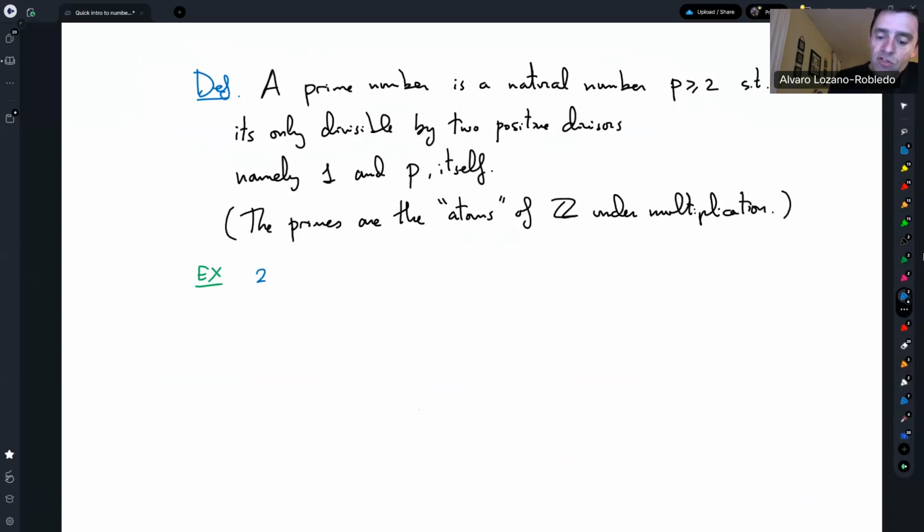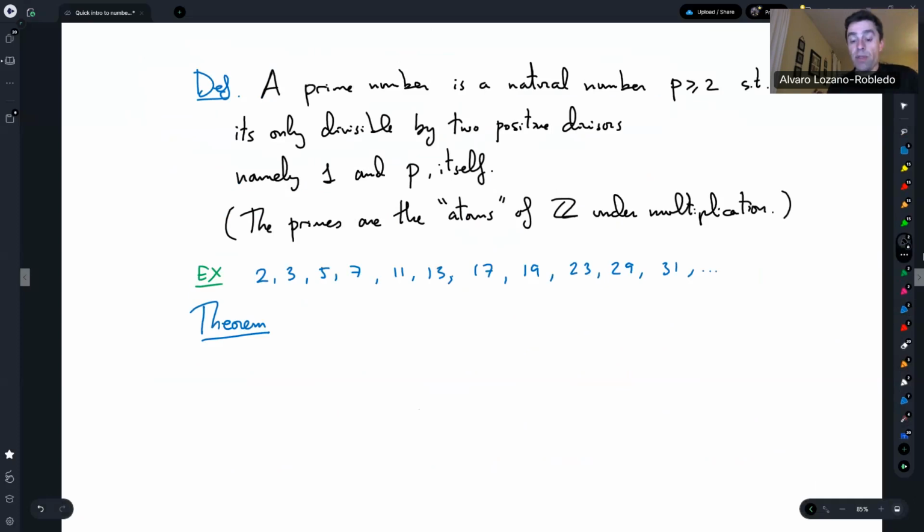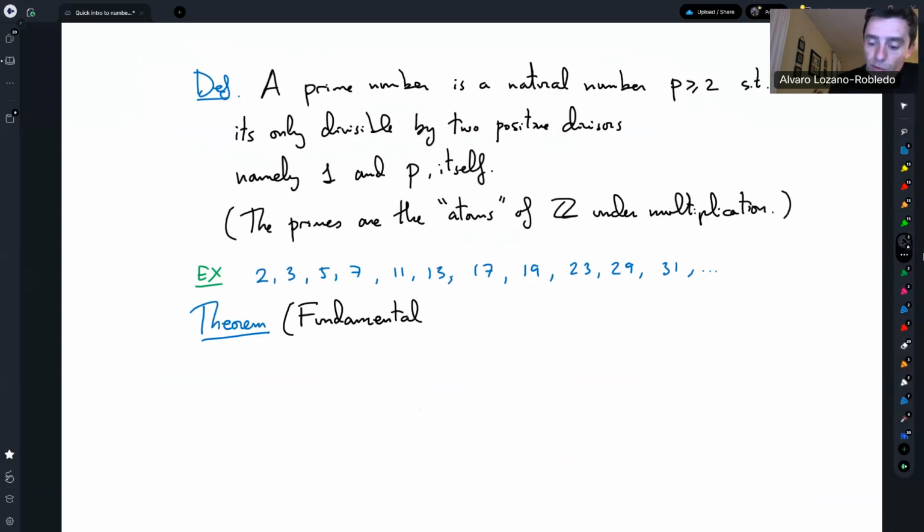Okay, so what are some prime numbers? The primes start with 2, 3, 5, 7, 11, 13, 17, 19, 23, 29, 31, etc. Those are the first few prime numbers. And the first very important theorem one proves in a course in number theory, which we're not going to do here, and I strongly suggest that you go somewhere and find a proof of, is the Fundamental Theorem of Arithmetic.